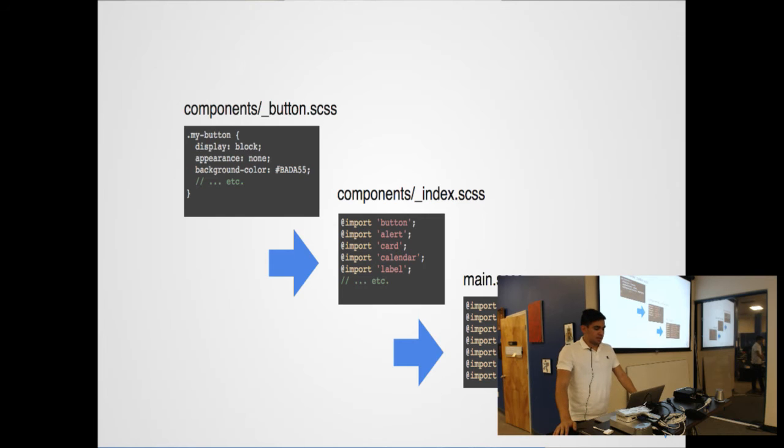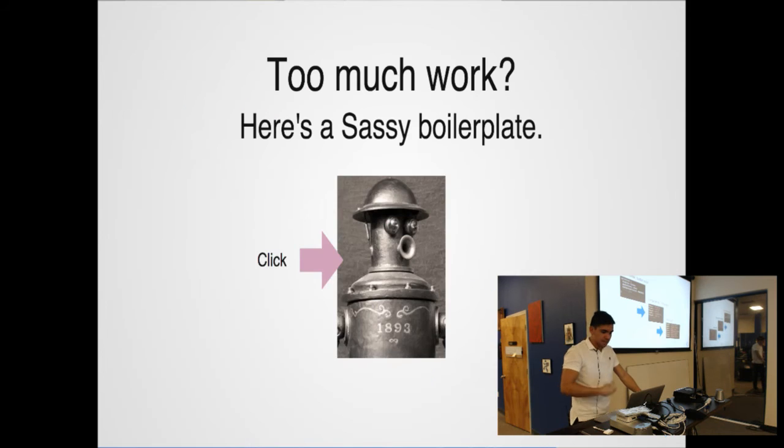So this looks a little bit complicated, but it's really not. Take your button component, for instance. You put all your styles for your button component, and then you import your button in your components index file, and then you import that index file in your main file where there will be those 7 files that we talked about. And I'll link you to this later, but this is the order that we talked about for how to load your files in.